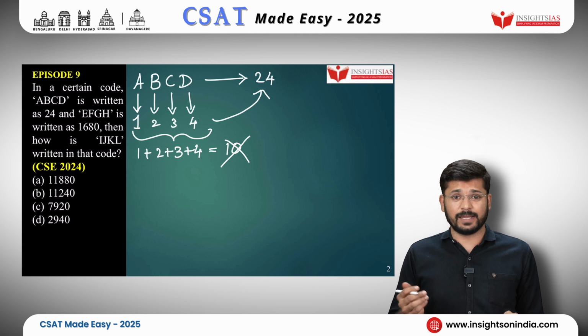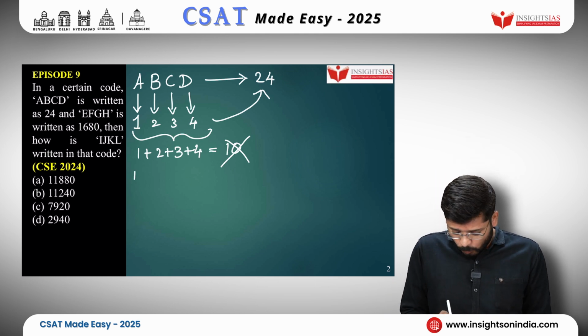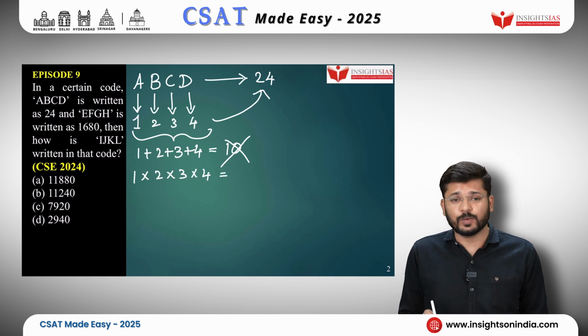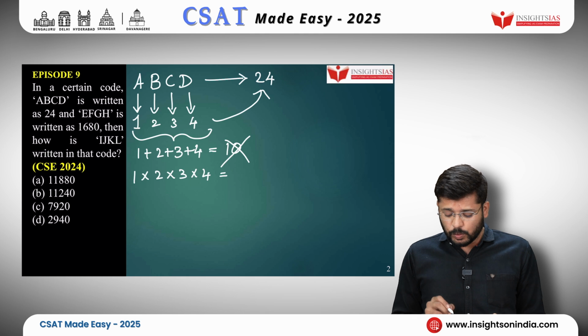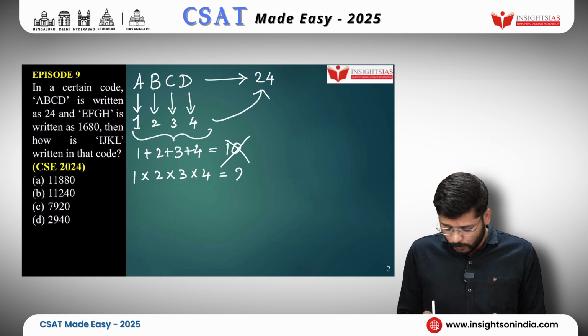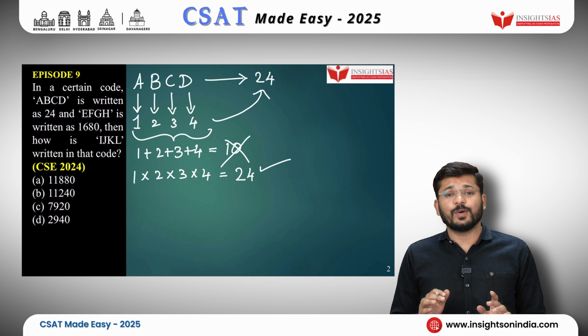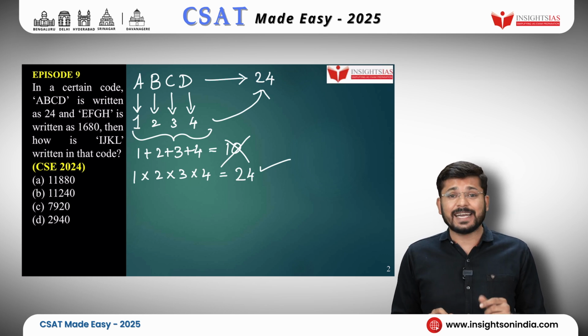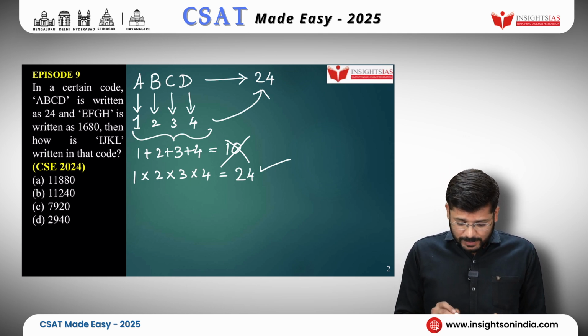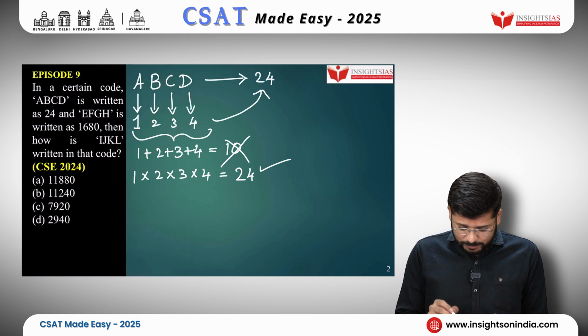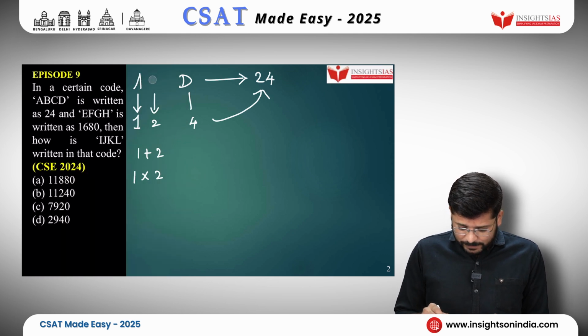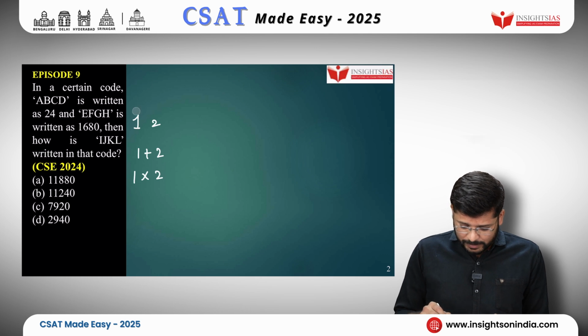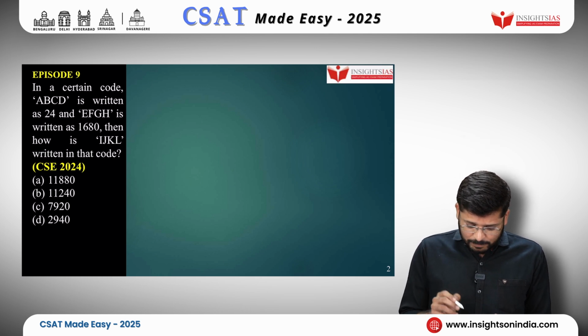We shall try multiplying them. Let's see what we get then. 1 into 2 into 3 into 4. 1 into 2 is 2, 2 into 3 is 6, and 6 into 4 is 24. So I think we landed on the logic based on which this question has been framed. However, we need to confirm it with the second example that they have given us. That is, EFGH is coded as 1680, right? Let's try that one as well.